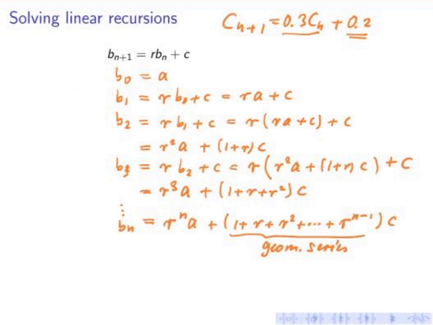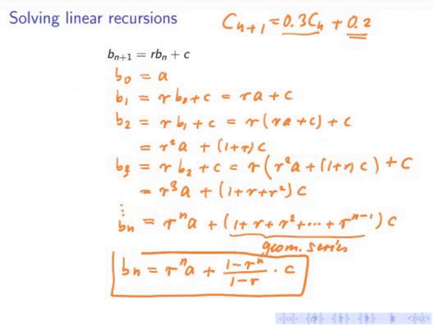So we can use the formula for geometric series, which means we get Bn as r to the n times a plus, and now we use the geometric series formula with an exponent n minus 1, so then we get (1 minus r to the n) divided by (1 minus r), and all this times c. I'm sorry I'm running out of space, but this here is the solution for a linear recursion. We have an explicit solution formula now. And then of course, now we would like to apply this to our drug delivery model from up here.